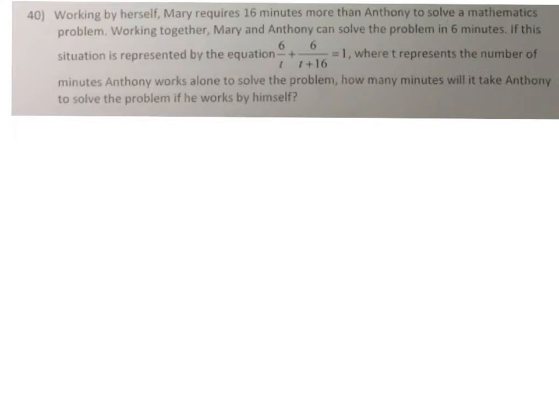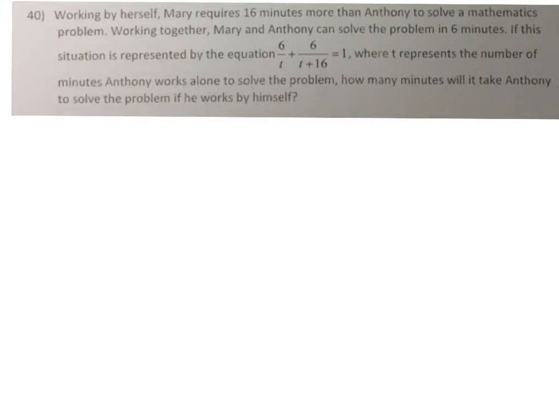Okay, number 40 says, working by herself, Mary requires 16 minutes more than Anthony to solve a math problem. Working together, Mary and Anthony can solve the problem in 6 minutes. If this situation is represented by this equation right here, where t represents the number of minutes Anthony works alone to solve the problem, how many minutes will it take Anthony to solve the problem if he works by himself?